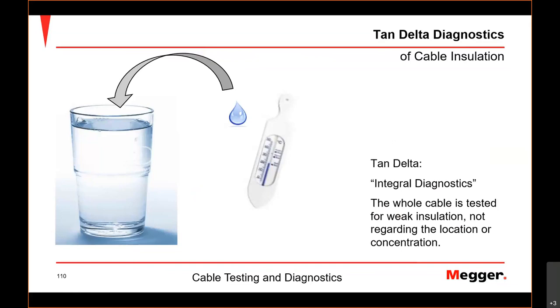If you put many small weak spots, hot water drops into the glass of water, it will give you a different temperature. It will give you a different value. So you say, well, my value is not so good anymore. But if that is one bad or many small ones, you don't know yet.